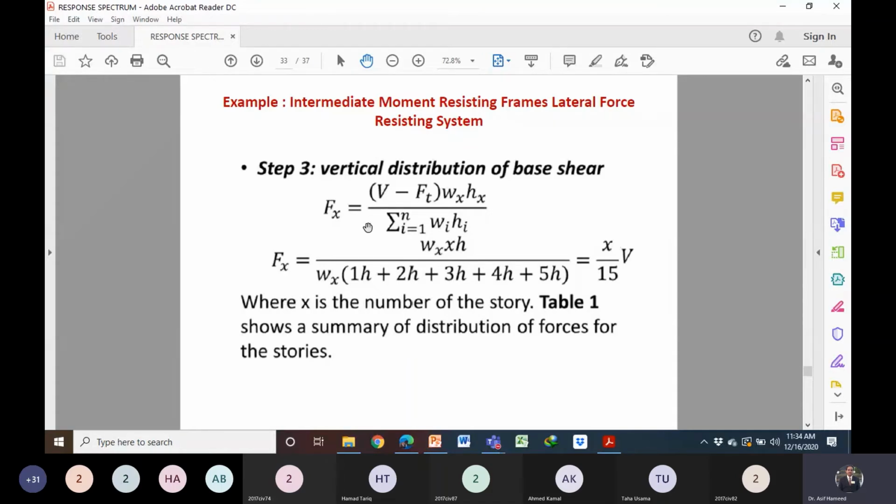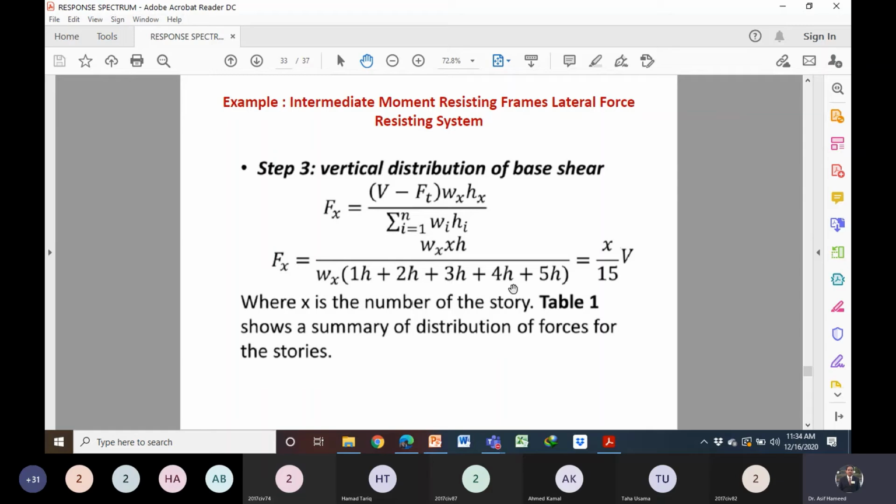This is only for this particular case. But if your building is not symmetrical, and story height, stiffnesses, and weights are different for the different stories, every time you have to use the same basic formula. But for this case, we have simplified this expression so that we can easily calculate the lateral force for the different floors. Any confusion about this formula?